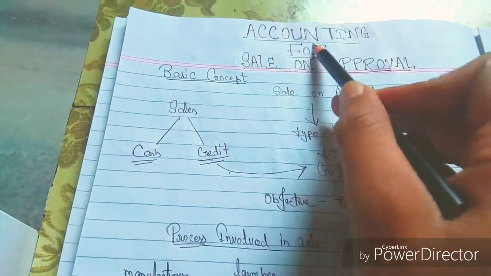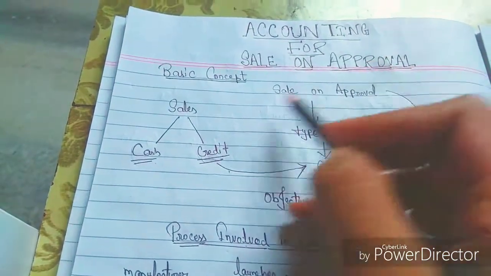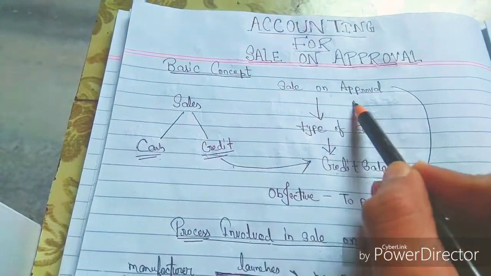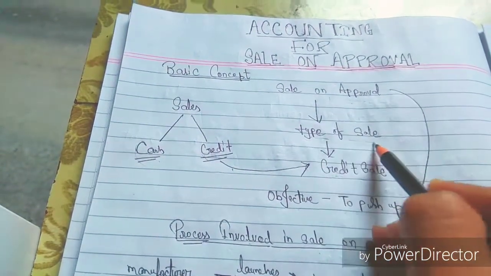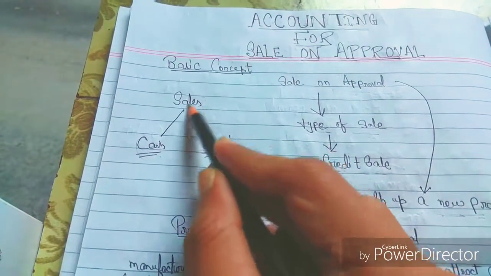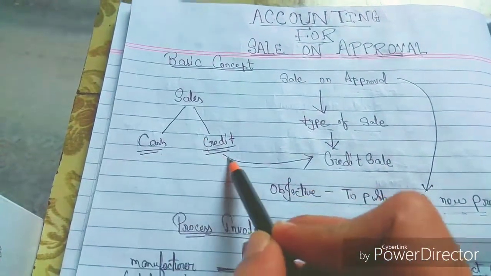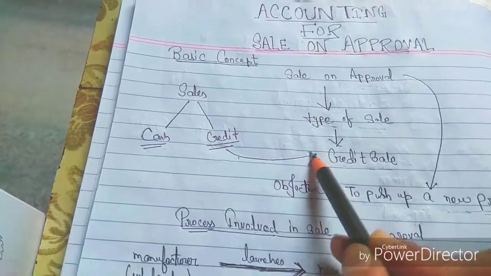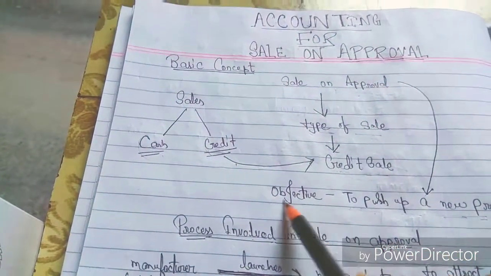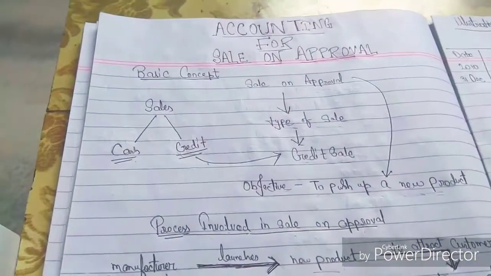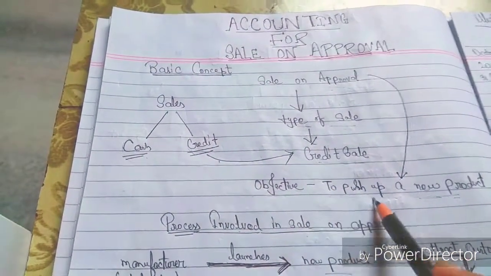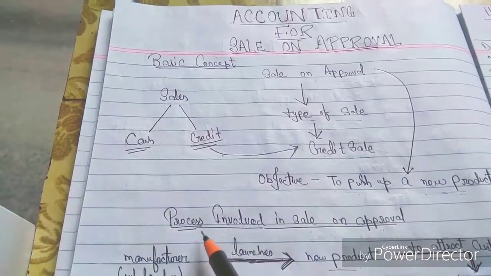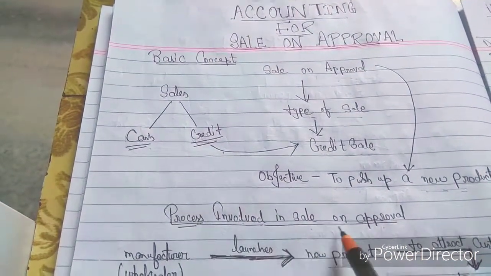So today we are going to do accounting for sale on approval. The basic concept of this chapter is that sale on approval is a type of sale. Basically sales are of two types. One is cash, another is credit. So sale on approval is basically a type of credit sale. And the main objective of sale on approval is to push up a new product. Now you will understand this objective when I explain the process involved in sale and approval.